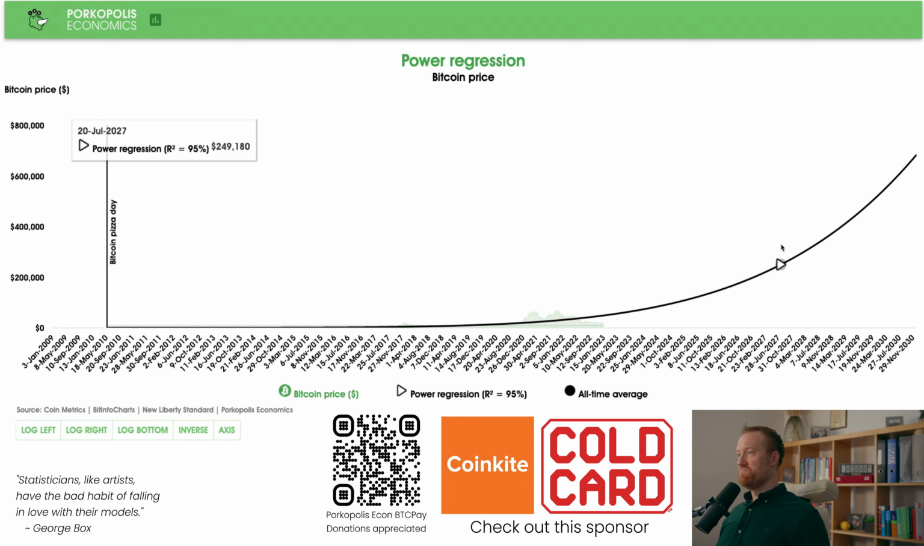Let's keep going. $300,000 start of 2028, February 2028, $300,000 Bitcoin. $400,000 Bitcoin, February 2029. $500,000 Bitcoin, November 2029. Let's keep growing it as we have with all the other curves. Let's project out to December 31st, 2030.